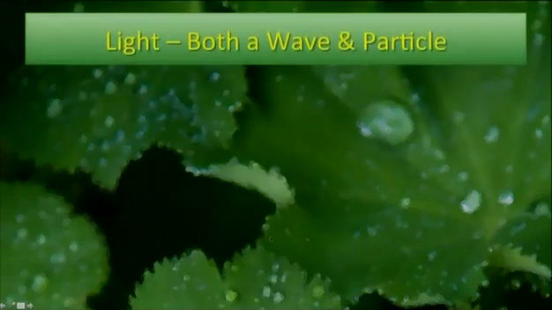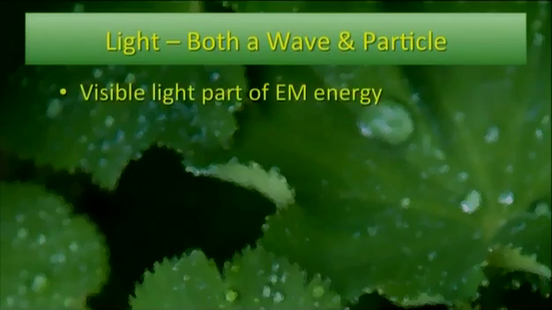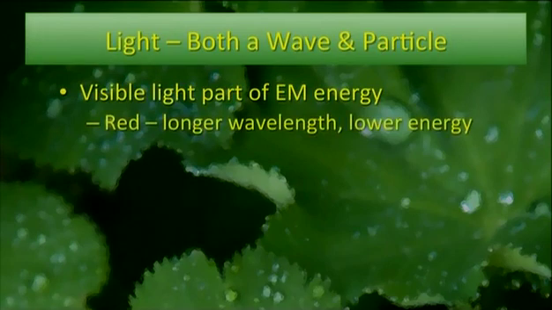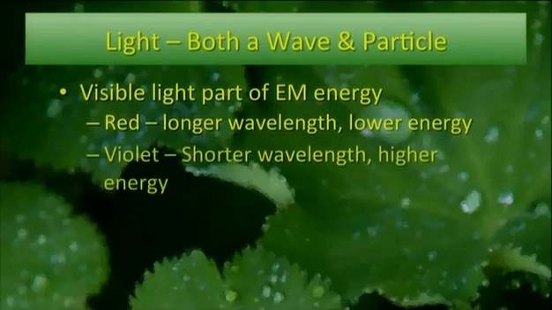So light acts both as a wave and also acts as a particle. Visible light is part of the electromagnetic spectrum. The longer the wavelength, the lower the energy. So the visible light with the longest wavelength is red. Red has the longest wavelength of visible light and has the lowest energy. And violet has the shortest wavelength of visible light, and has higher energy.